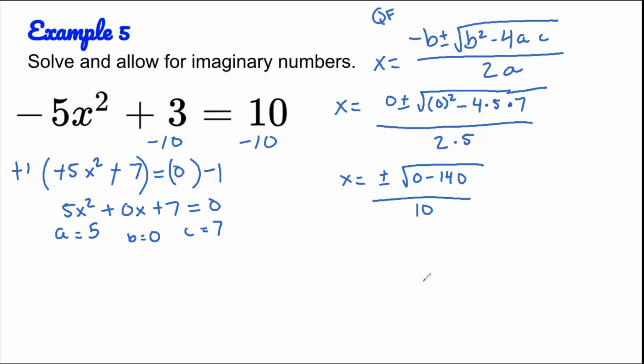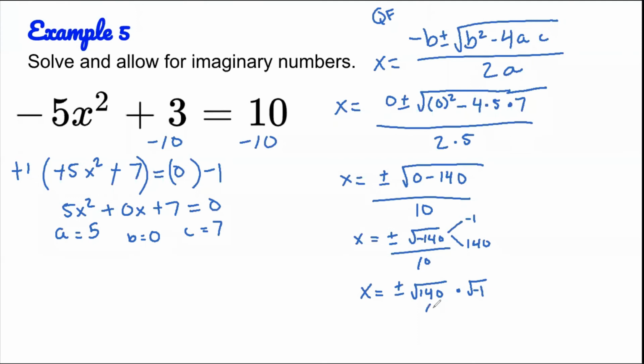All right, let me go ahead and continue. X equals plus or minus the square root of negative 140 over 10. Here I'm going to separate and take out that negative 1, the square root of negative 1. Notice that my factors are negative 1 and 140. I'm interested in taking that negative 1 out. So let me go ahead and rewrite it. X equals plus or minus square root of 140 multiplied by negative 1.